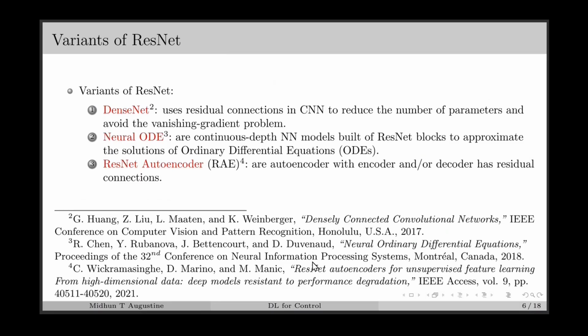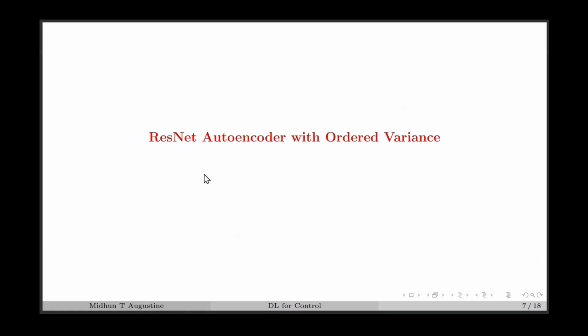Next, we can briefly discuss different variants of ResNet, which are DenseNet, that uses a residual connection in CNN, and neural ODE, which is used for approximating the solutions of ordinary differential equations or ODEs, and ResNet autoencoder, in which the encoder or decoder functions in the autoencoder are replaced using the ResNet function. Next, we will be discussing ResNet autoencoder with ordered variants, where we introduce the idea of ordered variants in the ResNet AE.